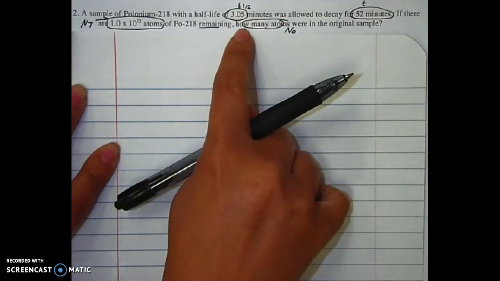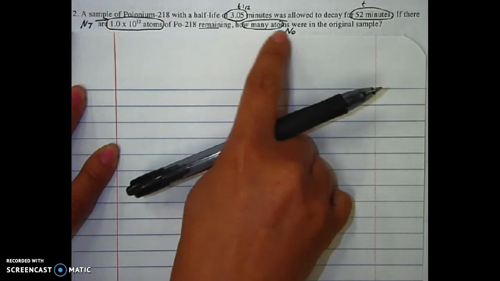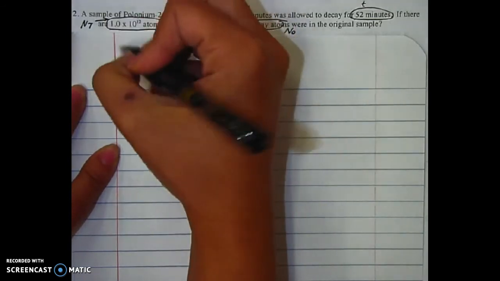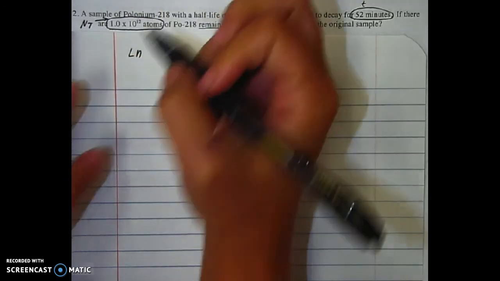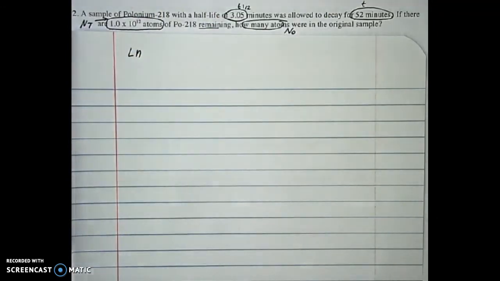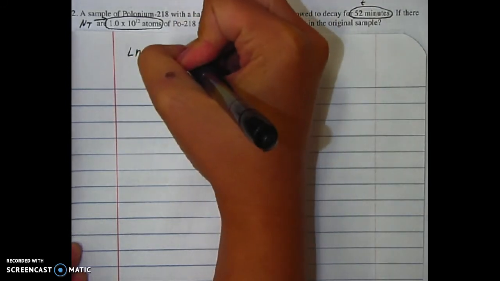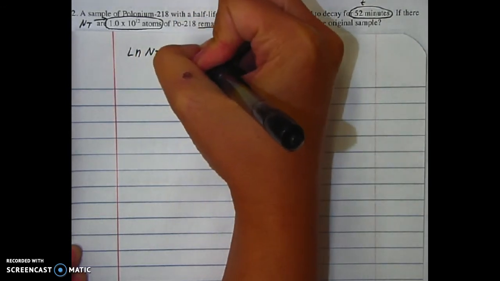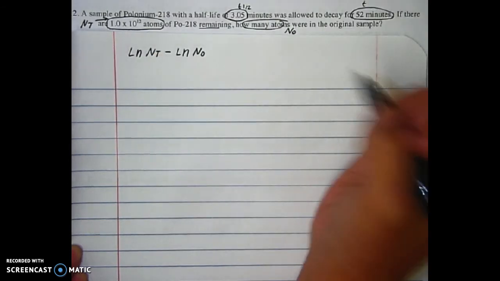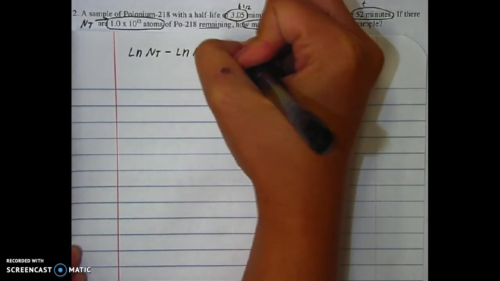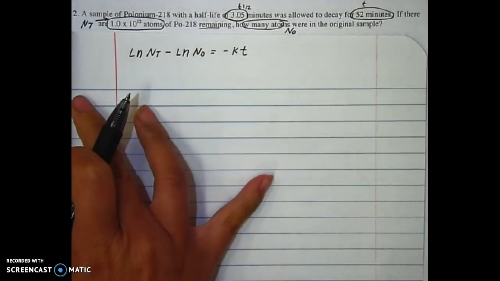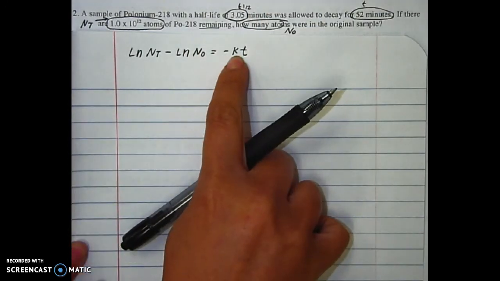And since our problem is asking for how many atoms were actually in our original sample, we're going to take a look at our natural log equation here. Looking at our first one that we have in our notes, you know that the natural log of your sample after time has passed minus the natural log of the original sample is equal to negative k times time.